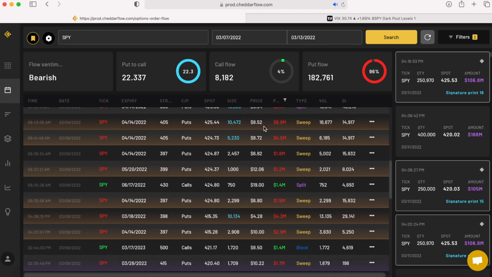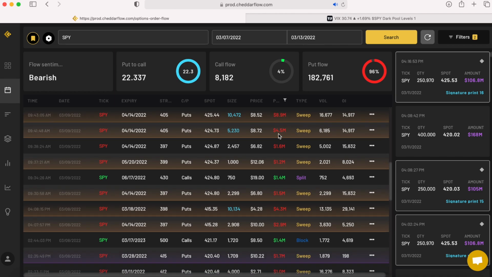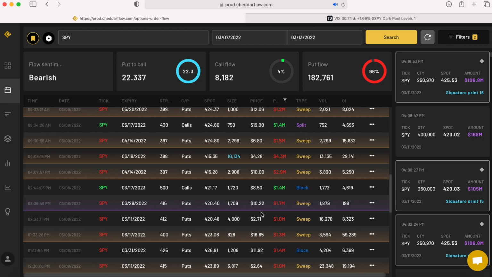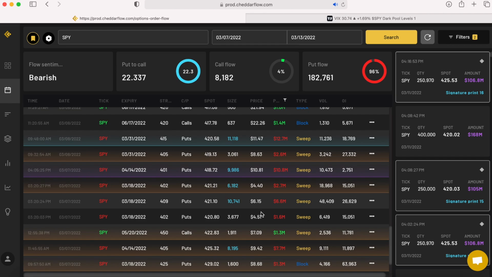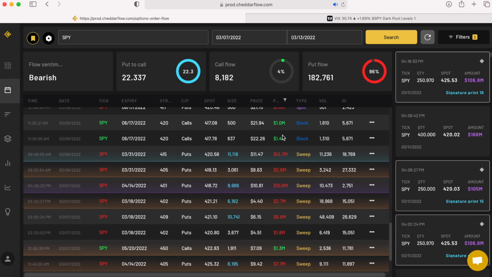Just looking through all these, another 8.9 million, 4.5 million. There's just tens of millions of dollars going into puts from this past week. So you got to be careful here. This is telling you to be careful, and you could even play the downside, honestly, at this point, because we are in a bearish phase right now for the market, in a corrective phase. So any of these bounces right now are possible to be shorted with good risk reward.